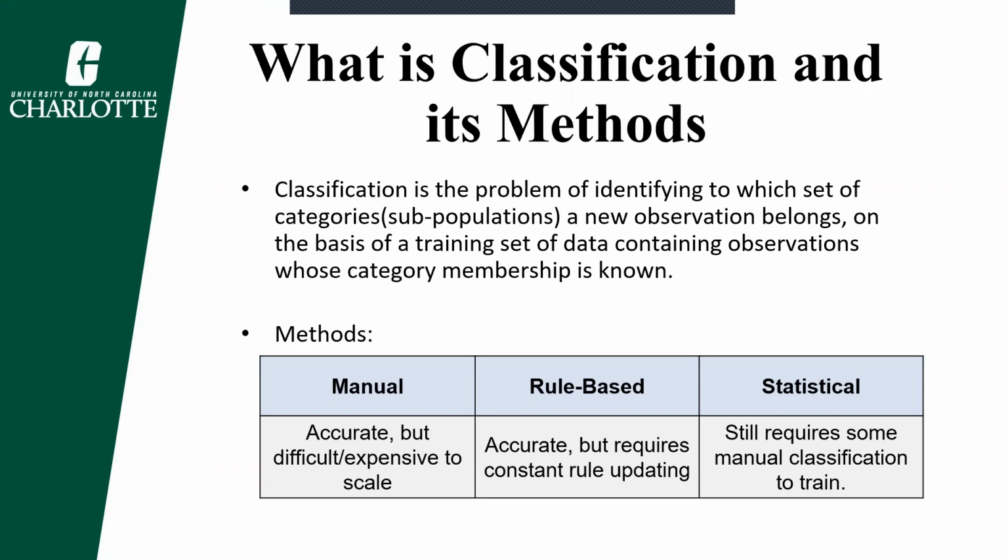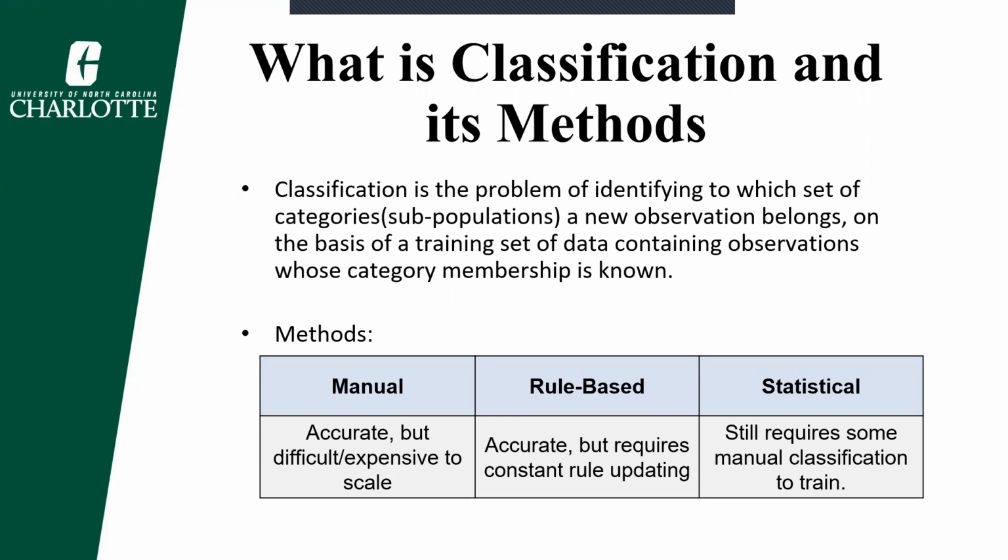There are three methods in classification. First one is manual, second one is rule based, and the third one is statistical. The manual method is accurate, but it is too expensive to scale. For example, if we have millions of data, it is very difficult to classify a new observation manually, because it may have a lot of subcategories, and assigning it to a subcategory manually is very expensive and difficult.